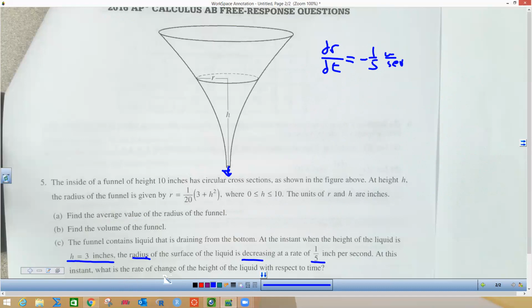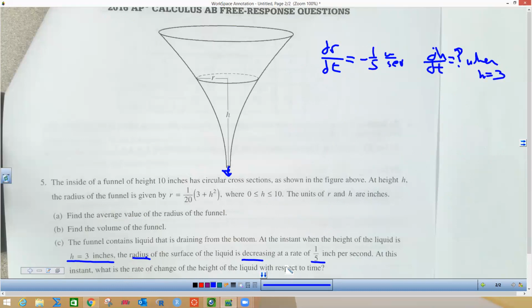At this instant, what is the rate of change of the height? So we want to know what is dh dt. That's what we're looking for. And that's supposed to be a question mark. When h is 3, that's the time that we want to look for this.